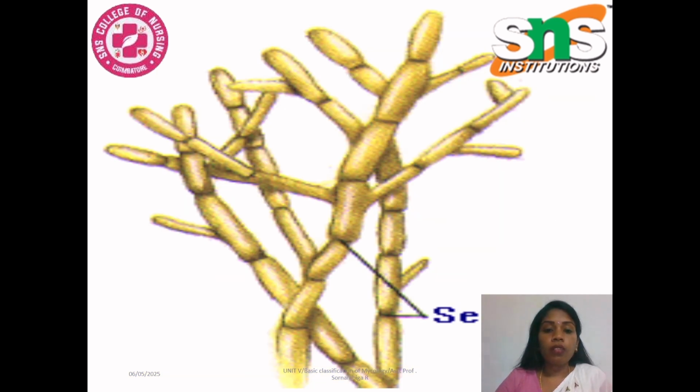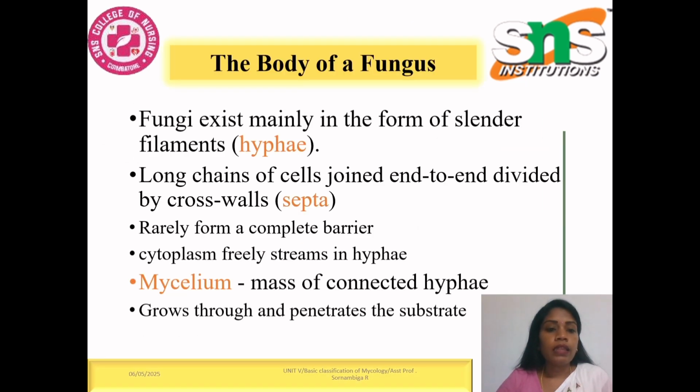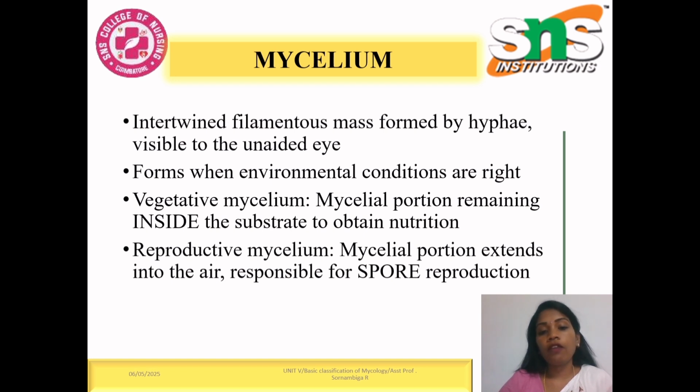Now, moving on to the next, what is septa? In this picture, we clarify septa. It is an intermediate wall from one section to another section. Now, the body of the fungus has hyphae, septa and mycelium. The septa are cross walls that divide one chain from another, and the mycelium is connected to the hyphae. The mycelia help connect one hypha to another, and they have pores to connect as well.